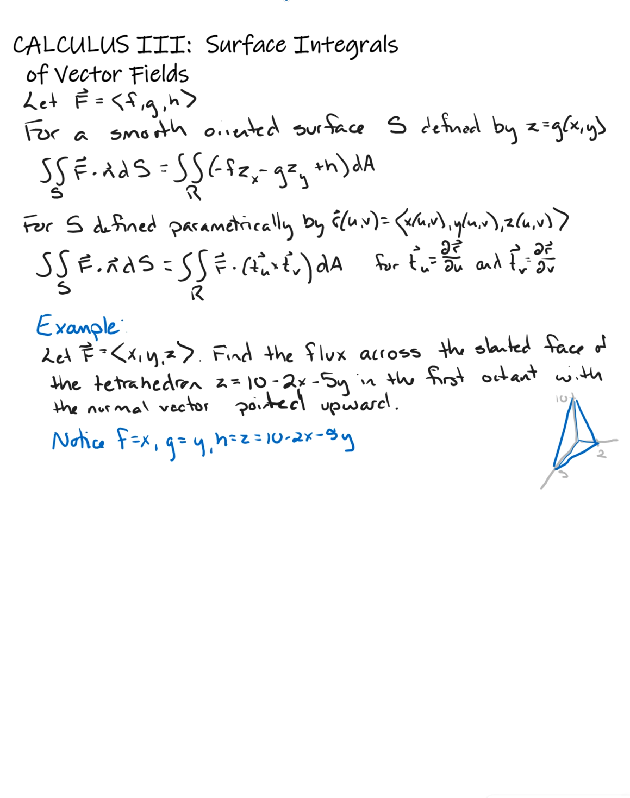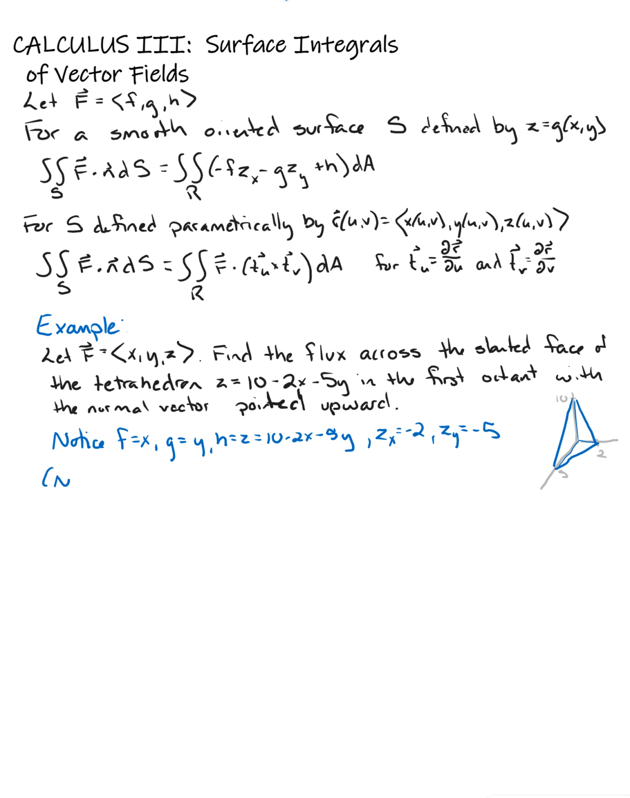All right, also we're going to need the partial derivatives of z. So looking at z, the partial with respect to x is negative 2, and the partial with respect to y is negative 5.